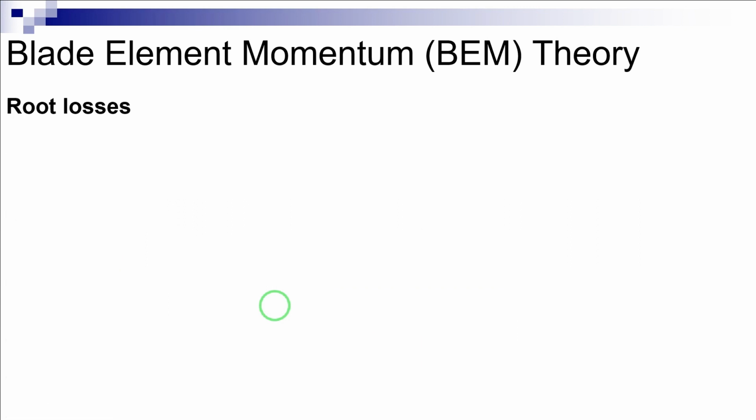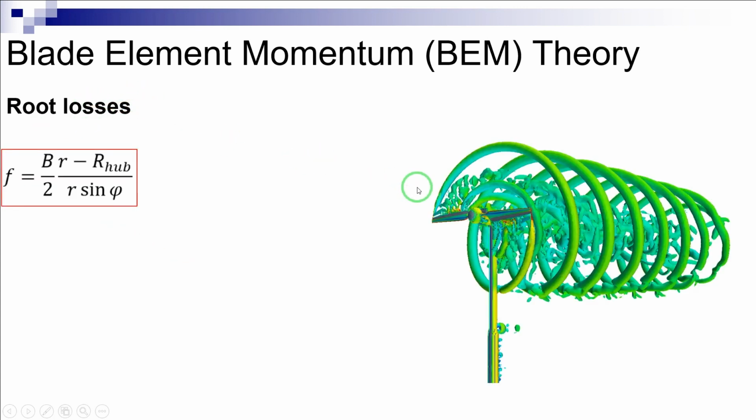Root losses. Root losses, which are also referred to as hub losses, are necessary to correct the induced velocities due to the vortex being shed from the blade root, as we can see here. The hub loss factor is calculated using nearly the same procedure as that used for the calculation of the tip loss factor, as shown here, with a minor modification introduced into the lowercase f shown here.